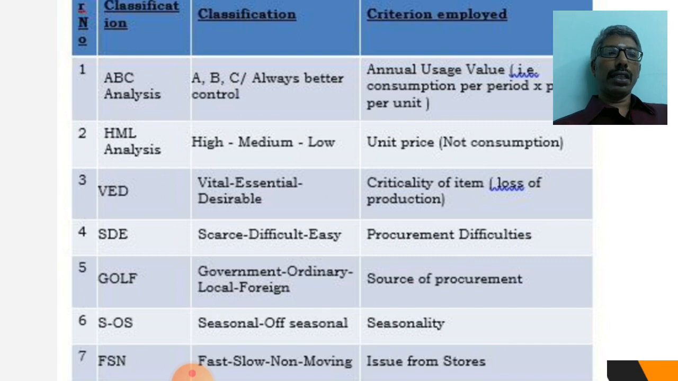GOLF, government, ordinary, local and foreign. Okay, here the materials are categorized on the basis of the sources of procurement, from where we are purchasing those materials, who are the suppliers. Okay, for the different suppliers, here we have to follow different methodology. That is why we apply differential inventory management techniques to the materials on the basis of the sources of procurement. GOLF suggests categorization of the materials on the basis of the sources of procurement.